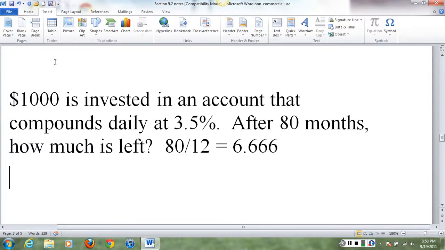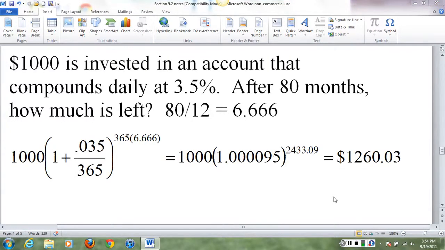Now I can put that into my formula. So here's our equation. In the following format, we have 1,000 times 1 plus the rate 0.035 divided by n, which is 365, raised to 365 times, then in years, since we're talking about 80 months, we have 6.666. That took 3 decimal places. Years, that is. Doing the math, we get about 1.00095 to the 2,433 power. When you do the math, you get around $1,260.03.